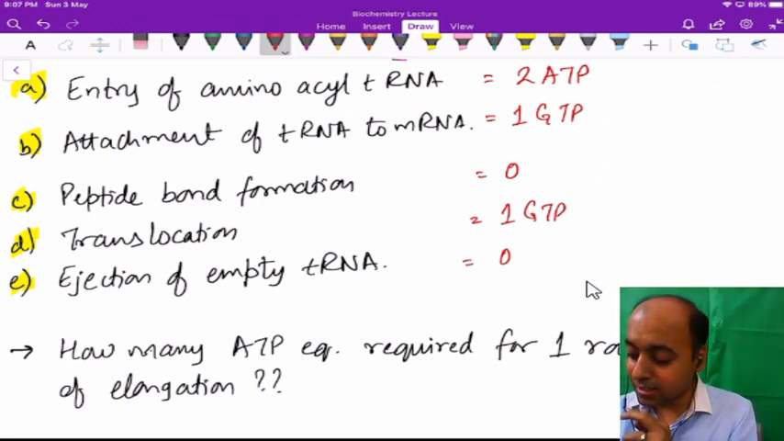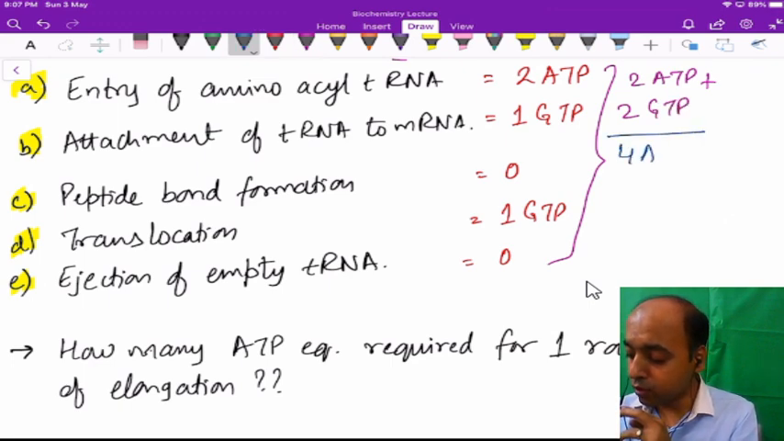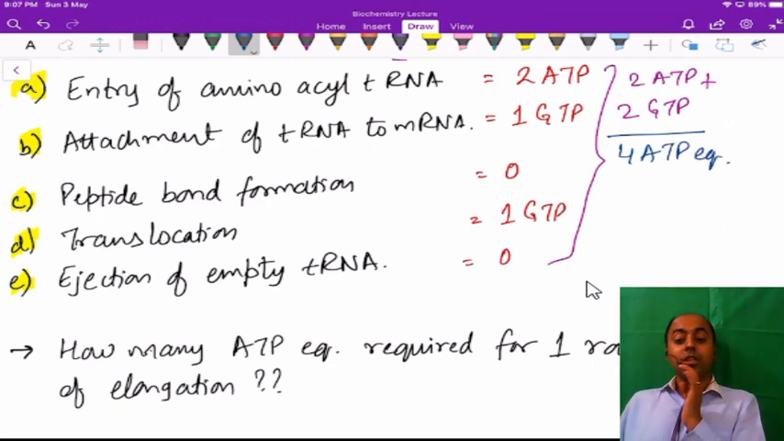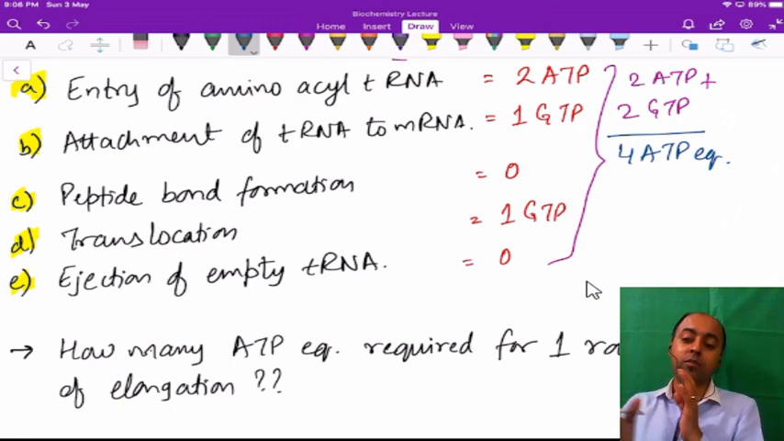So, what is the answer now? 2 ATP plus 2 GTP, or 4 ATP equivalent. Please don't forget what we had discussed, the energetics for each step in the initiation. When you come to class 5, you cannot say that now you don't know A, B, C, D, E, F because it was taught in the nursery class.